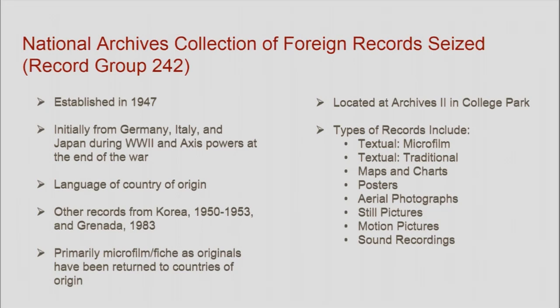So this is just a quick overview of the record group. The captured German records are not their own independent record group. They're part of a larger group, Record Group 242, which is the National Archives collection of foreign records seized. This record group was established in 1947.